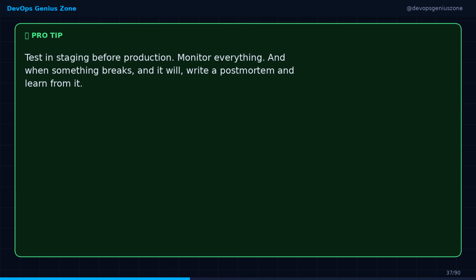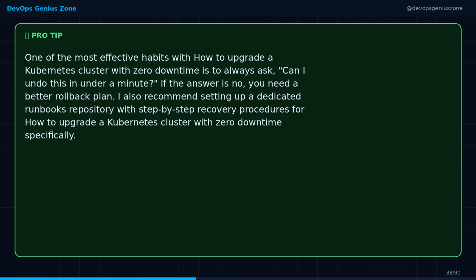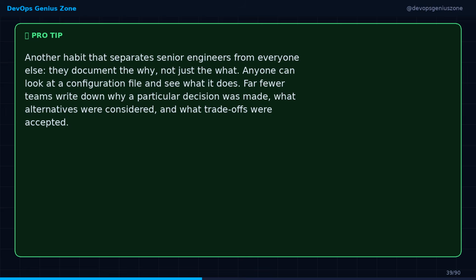Another habit that separates senior engineers from everyone else, they document the why, not just the what. Anyone can look at a configuration file and see what it does. Far fewer teams write down why a particular decision was made, what alternatives were considered, and what trade-offs were accepted. Six months later, when someone wants to change that configuration, that context is the difference between a confident change and a nervous one. With how to upgrade a Kubernetes cluster with zero downtime, I strongly recommend a short comment or linked doc next to any non-obvious decision explaining the reasoning behind it.